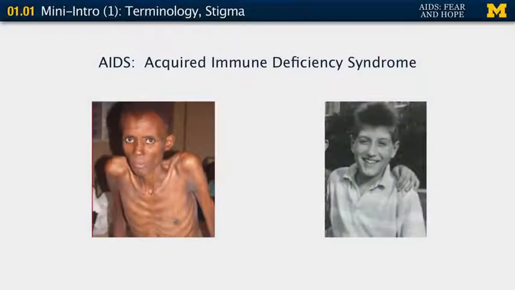The boy on the right is Ryan White. He died of AIDS in 1990 in Indiana. He had become famous because of the discrimination and cruelty he experienced in his school and community because he had AIDS. We will encounter this phenomenon of stigma over and over again in this course.